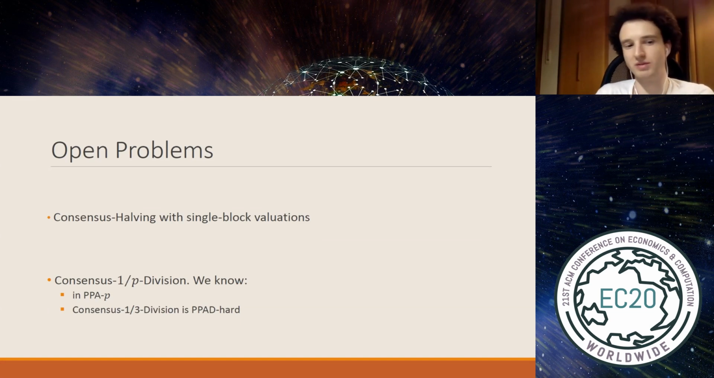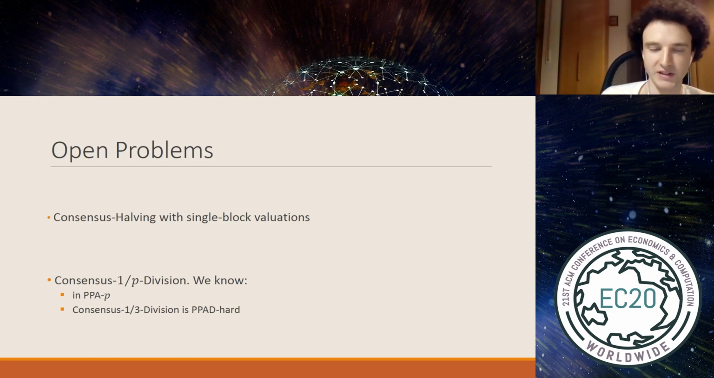And then the second open problem is if you consider a generalization of the consensus halving problem, where you don't want to partition into 2 parts, but you want to partition into p parts instead. And again, you want every agent to agree that all the parts have the same value. And this problem is called the consensus 1/p division problem. And what we know, so first of all, from another project with the same authors, we know that this problem lies in a class called PPA-p, which is another version of PPA, basically. And in this paper, we also showed that consensus 1/3 division is PPA-D hard. And that's basically all we know, to the best of our knowledge, about this problem. So it's wide open. There's a lot of stuff to show.